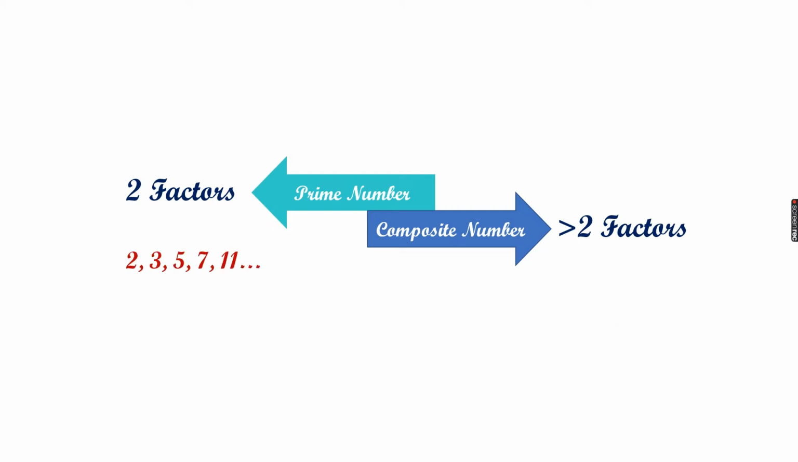It has more than two factors. So all of these numbers 2, 3, 5, 7, and 11, they are prime numbers. And 4, 6, 8, 9, and 10, they are composites.